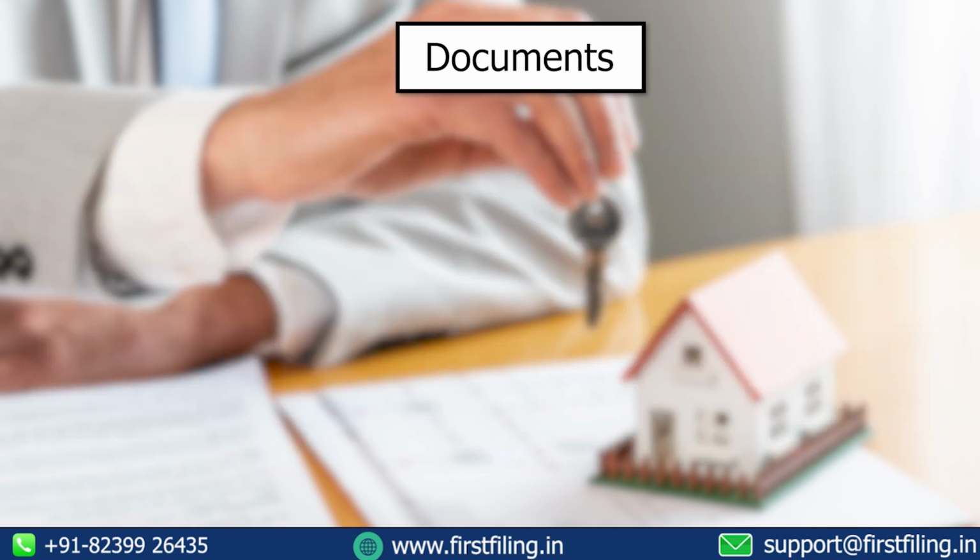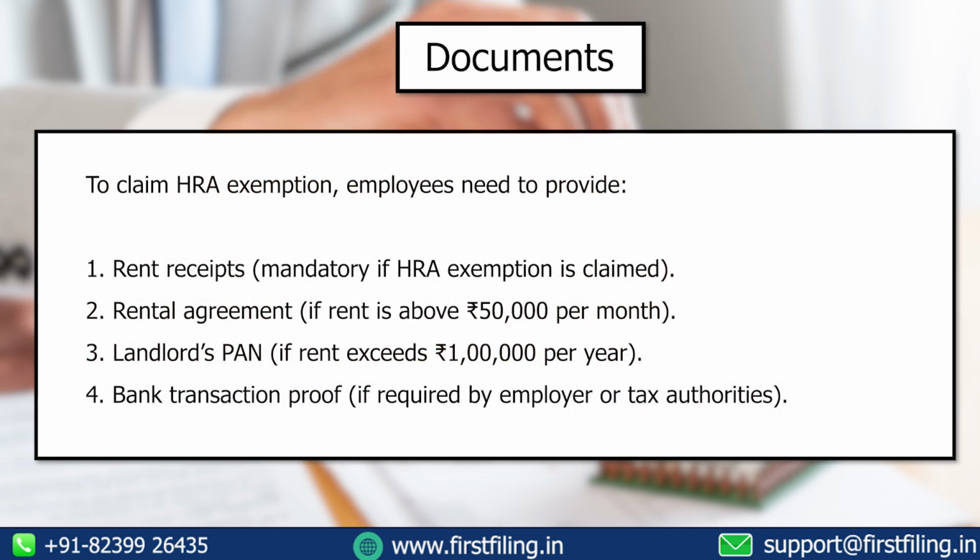Documents required for HRA. To claim HRA exemption, employees need to provide number 1. Rent receipts, mandatory if HRA exemption is claimed. Number 2. Rental agreement, if rent is above Rs 50,000 per month. Number 3. Landlord's PAN, if rent exceeds Rs 1 lakh per year. Number 4. Bank transaction proof, if required by the employer or tax authorities.